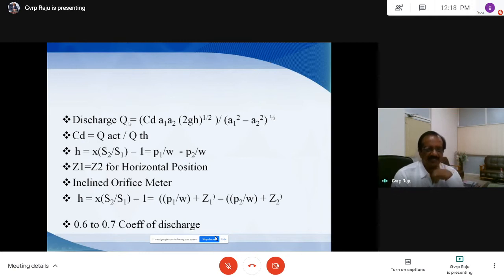So the value of CD varies from 0.6 to 0.7 for the orifice meter, whereas it is 0.95 to 0.98 for the venturimeter. A1 is the cross section area at section 1, A2 is the cross section area at section 2, and H is the mercury head here, the mercury displacement. The formula has the ratio of pressure of mercury to pressure of water, minus 1, and the square root of A1 square minus A2 square. So this is also important. Venturimeter or orifice meter applications of Bernoulli's equation are asked frequently.